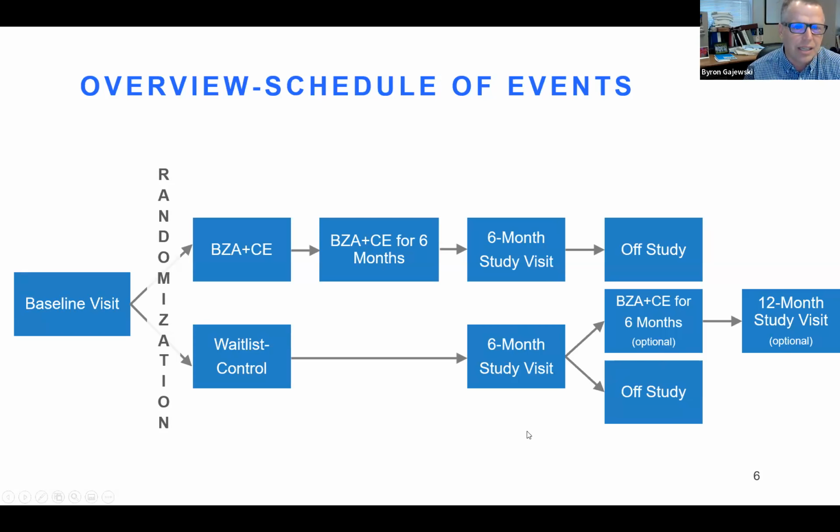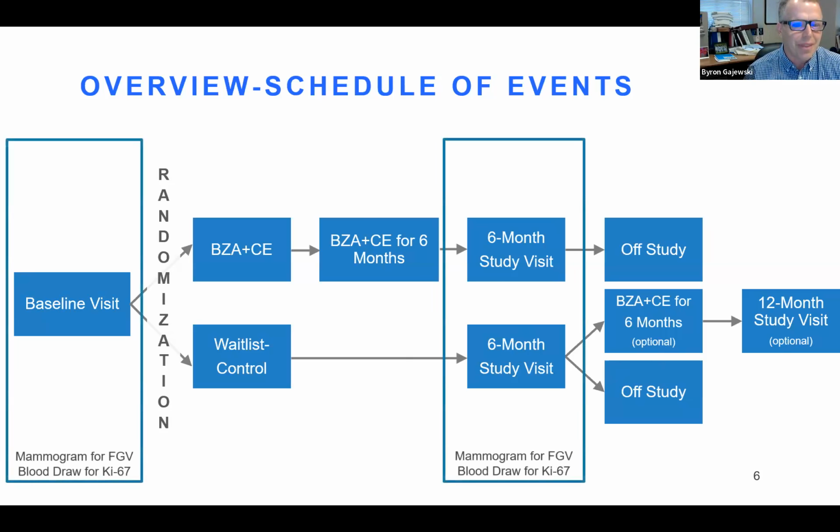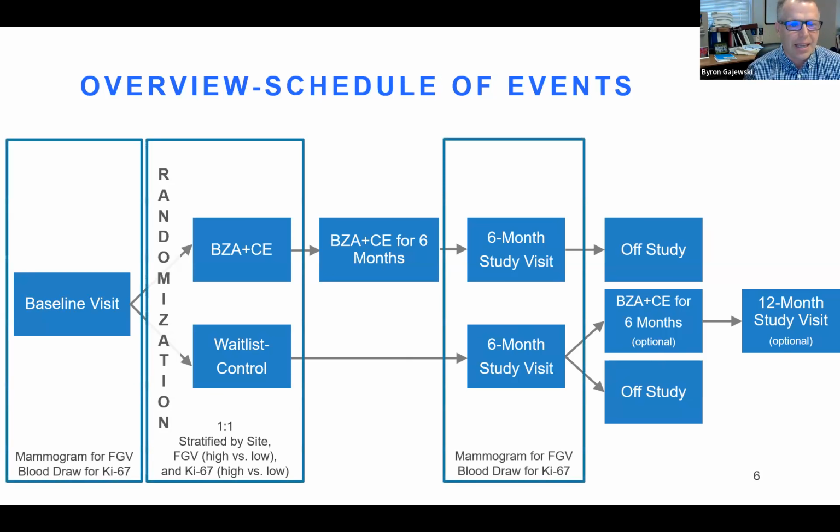The primary is in this circle around 6 months. And the waitlist control seems the right thing to do, given that the drug is indicated for other reasons. And at the 6-month visit, that is where we get another mammogram. So we have a baseline mammogram, a blood draw at baseline, a mammogram at 6 months, and a blood draw to get the primary and secondary endpoints. What I didn't mention earlier is the randomization is 1-to-1, so it's equally randomized across the two groups, but it's stratified by site. This is a multi-site trial.